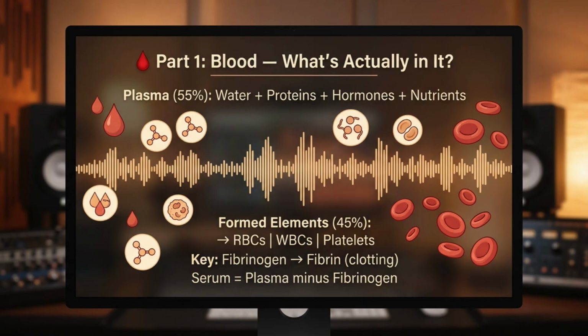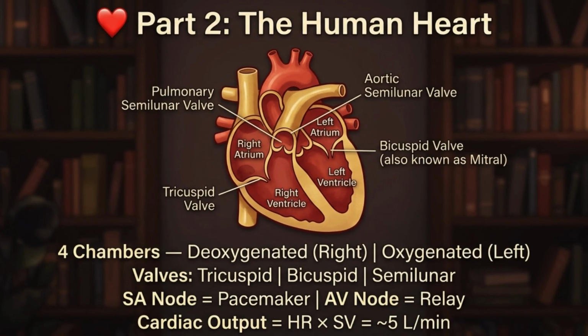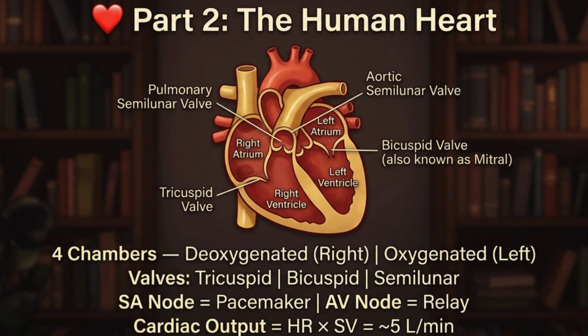Fibrinogen gets converted to fibrin during clotting, and if you remove fibrinogen from plasma, what's left is called serum. That distinction, plasma versus serum, is a frequent MCQ trap. Write it down. Now, let's move to the engine of circulation, the heart.